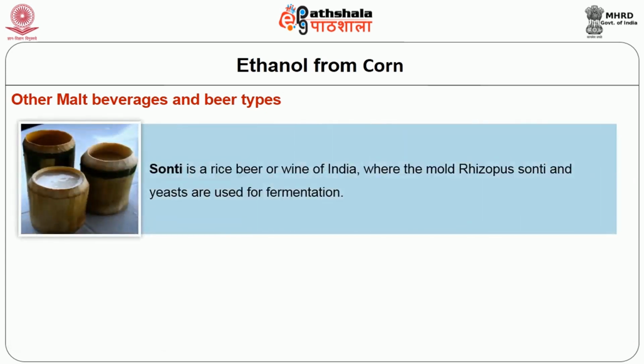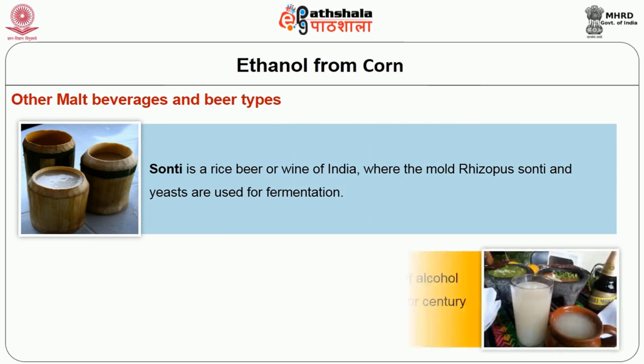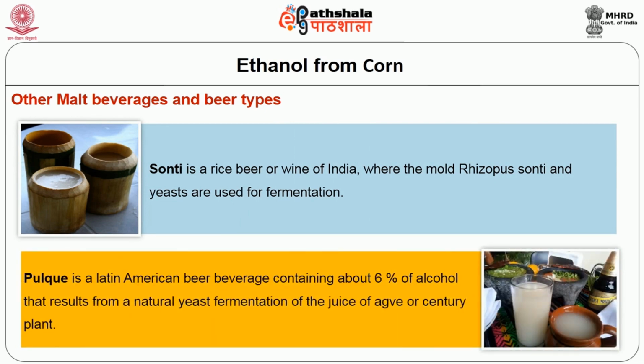Sonti is a rice beer or wine of India where the mold Rhizopus sonti and yeast are used for fermentation. Pulque is a Latin American beer beverage containing about 6% alcohol that results from a natural yeast fermentation of the juice of the agave or century plant.